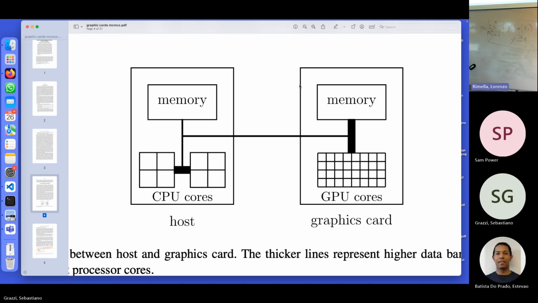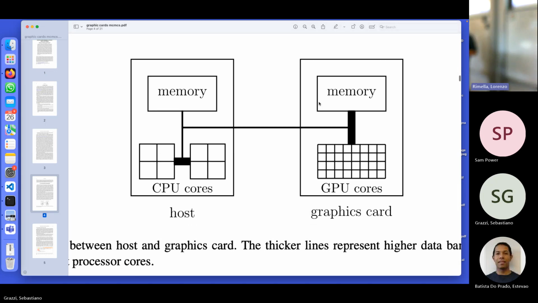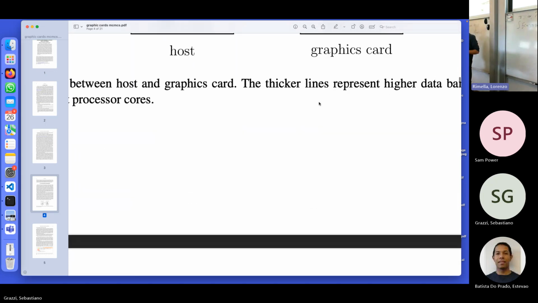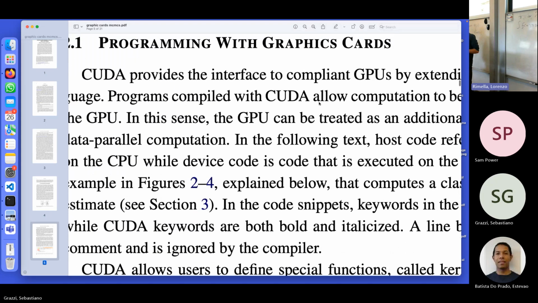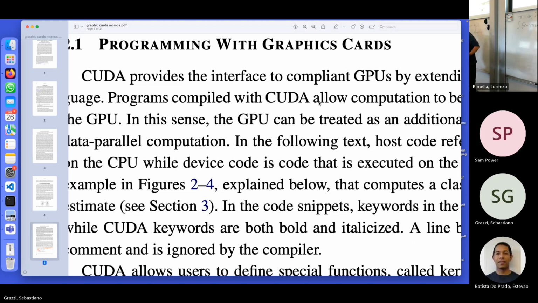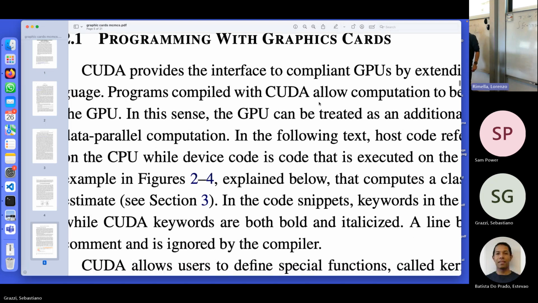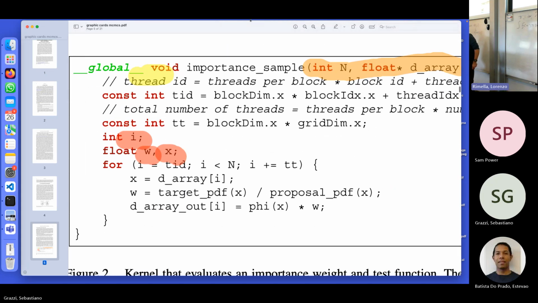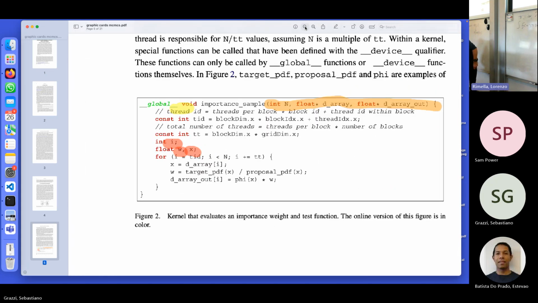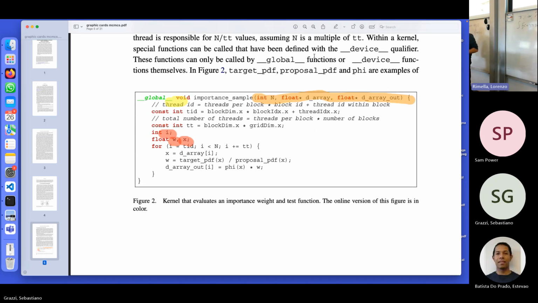And let's see how it is implemented with CUDA. This paper is working with C, and in C we have to implement functions for the GPU using CUDA, which is kind of an interface for writing programs for the GPU. Now, this is the snippet, the code for writing this importance sampler.